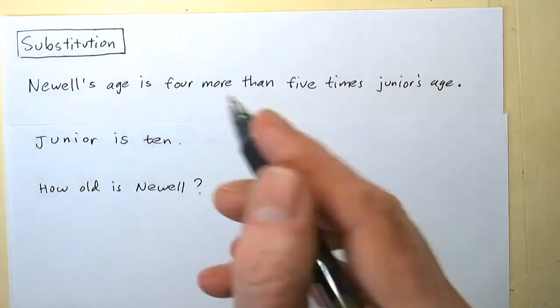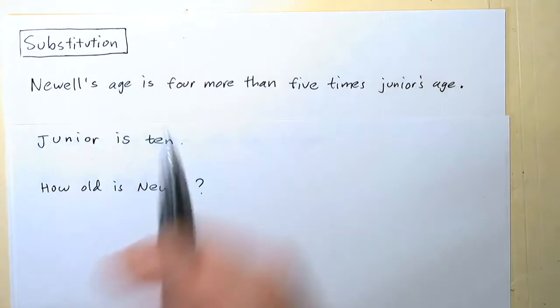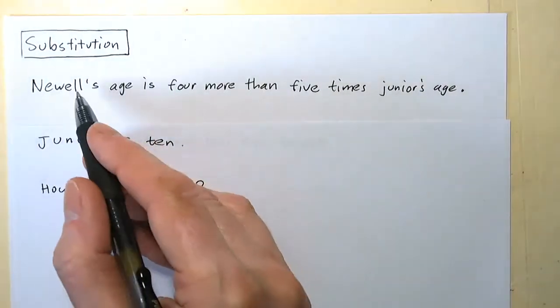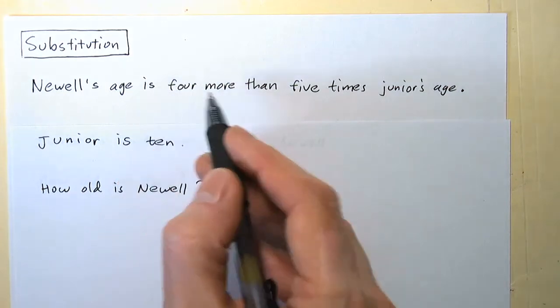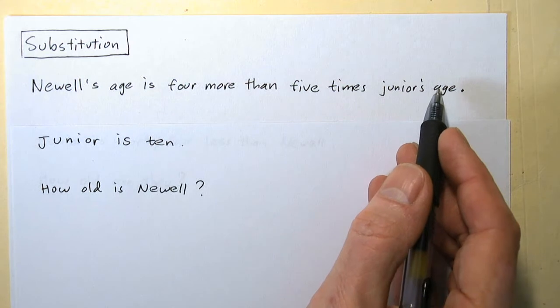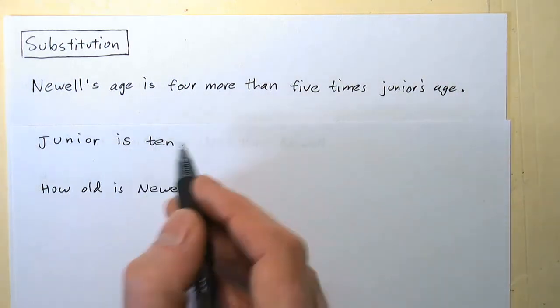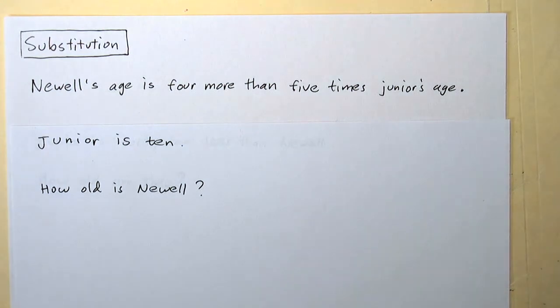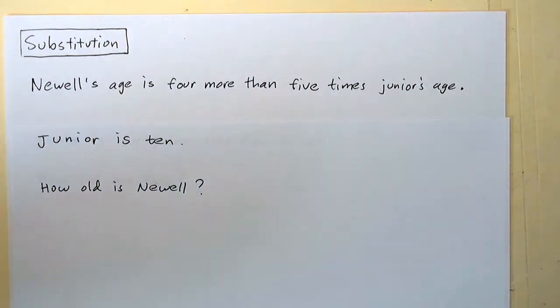Okay, this first example is substitution. Okay, so here's a word problem. Newell's age is 4 more than 5 times Junior's age. Junior is 10. How old is Newell? Okay, so to do this problem, this is very easy, but I'll make it more complicated in a moment.